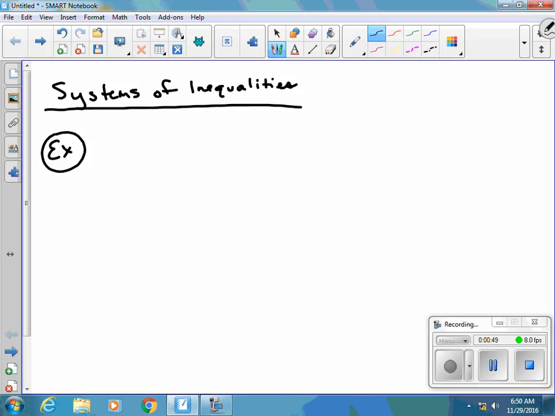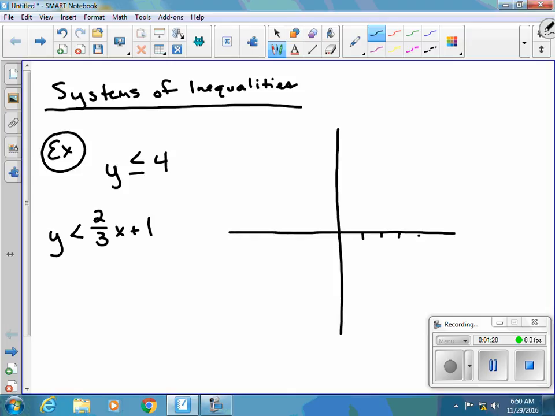So, for example, I could have y is less than or equal to 4, and my other inequality could be y is less than 2/3 x plus 1. So what this means is that I would have to graph the first inequality and then graph the second inequality on the same graph. So with the first one, I'm going to color that green. For you guys, this is where I would suggest using 2 different colors or 3 different colors, depending on the number of inequalities that you have. It's a little bit easier to distinguish between the two.